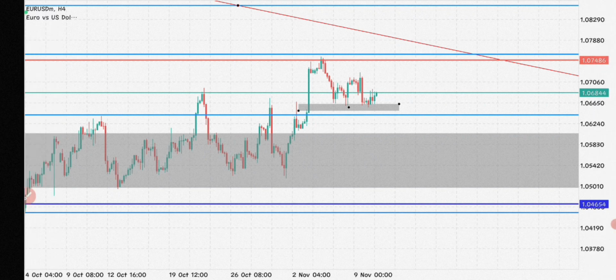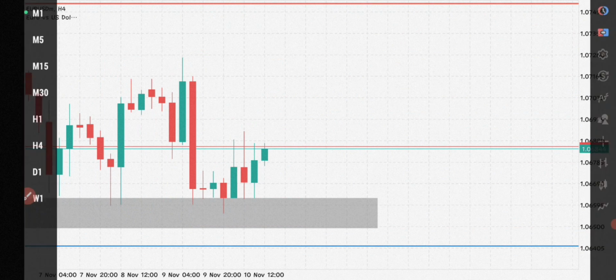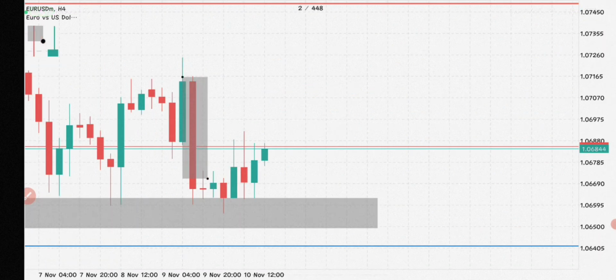So we are expecting the market to push up a bit to cover this big gap here, the gap we have here. That's what we're expecting the market to do.